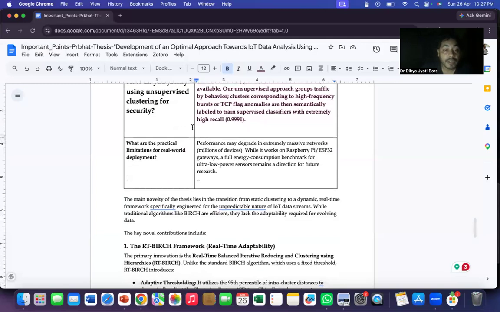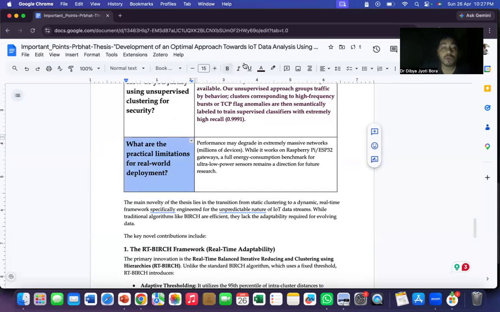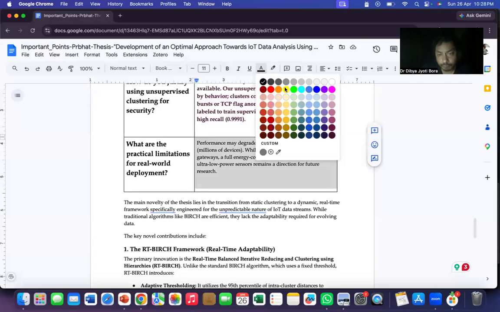So got it, right? Next question, what are the practical limitations for real world deployment? Performance may degrade in extremely massive networks.